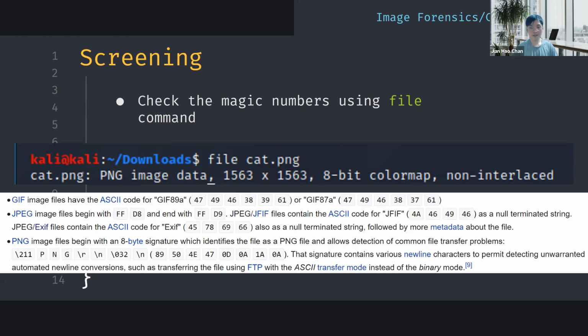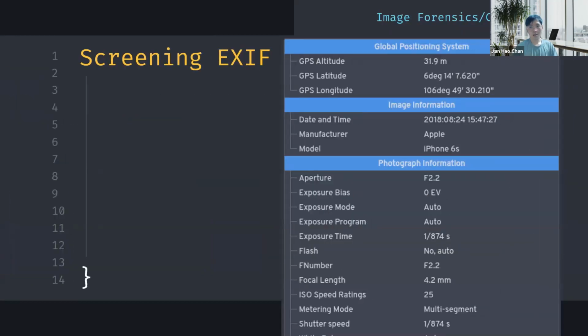And one cool thing about file is that it also parses some information about the picture, such as the dimension of the image and the color map. So once we have confirmed that the file is an image file, I would usually run tools to check the metadata.